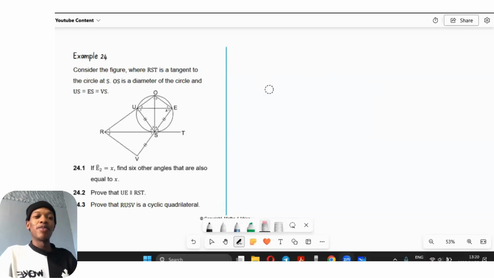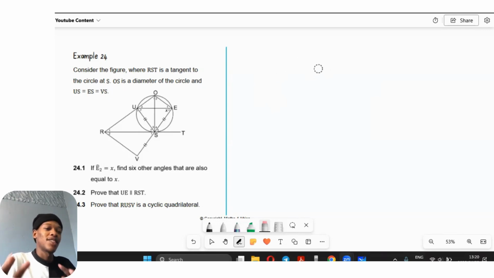Let's continue with our journey to master Euclidean geometry. So here we go, another question. This one is looking a bit more complex. You know the story: the more complex it is, the smarter you get. So let's work on it.